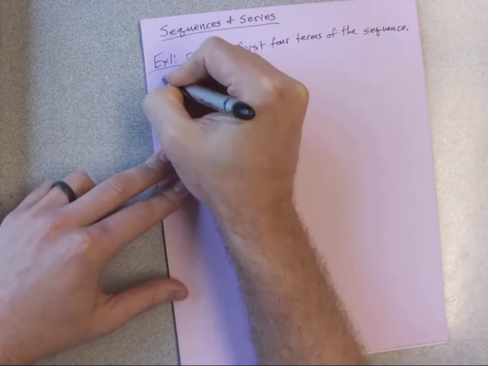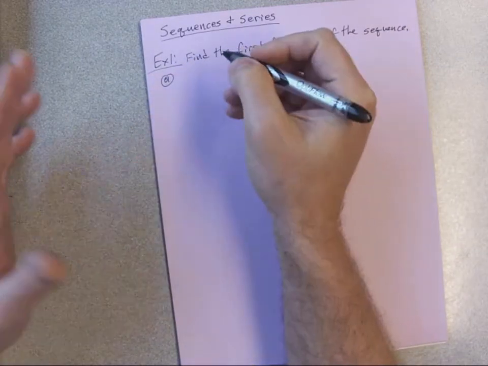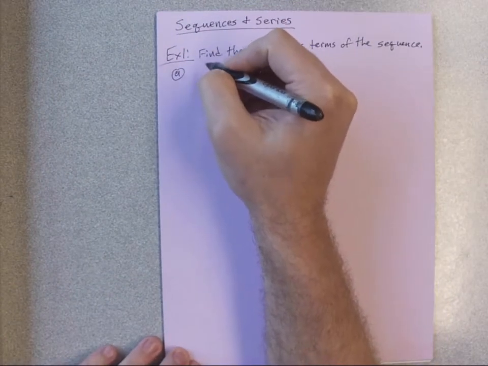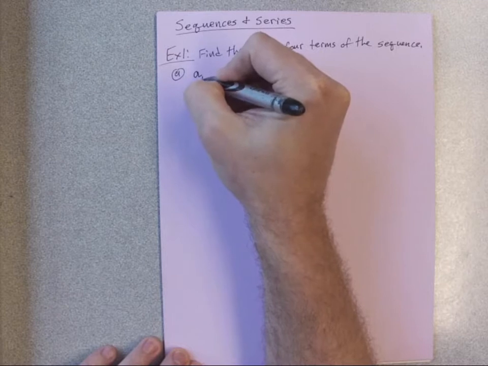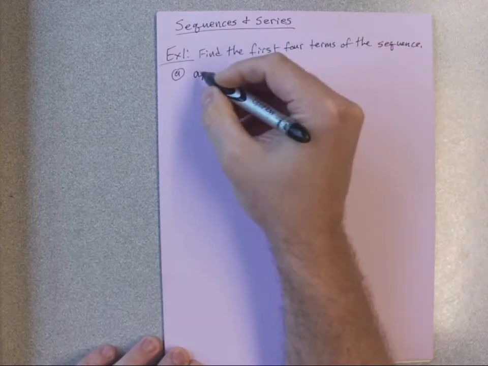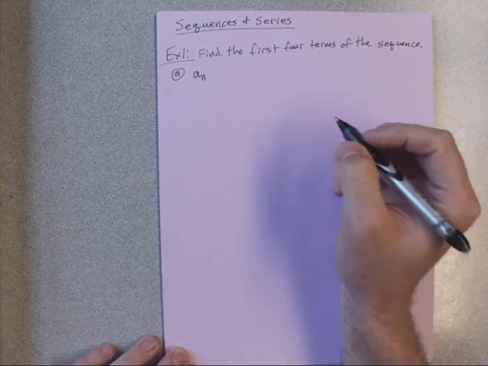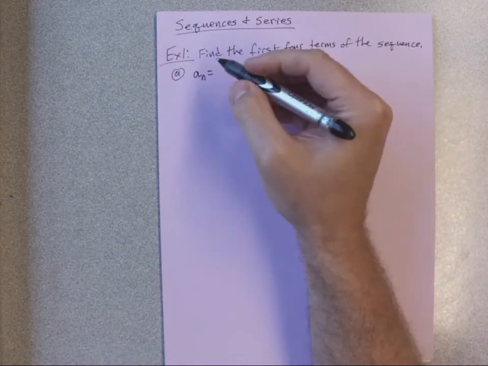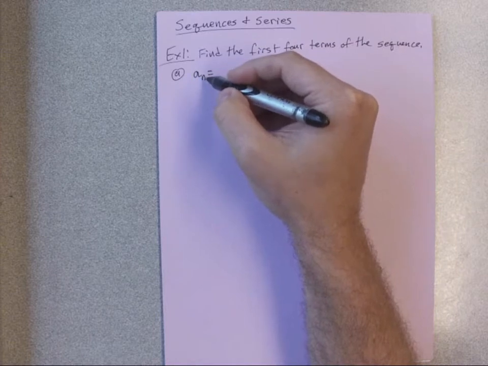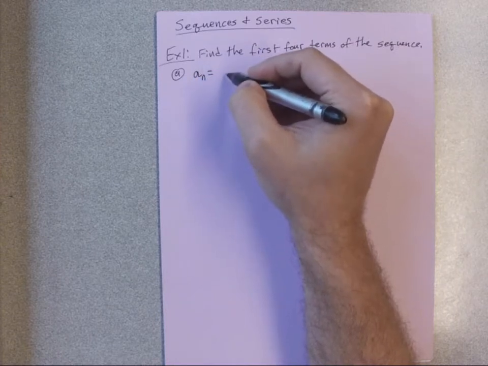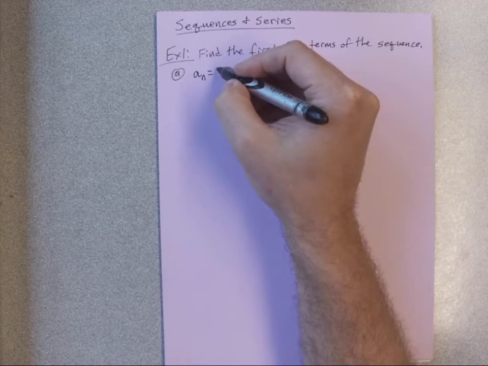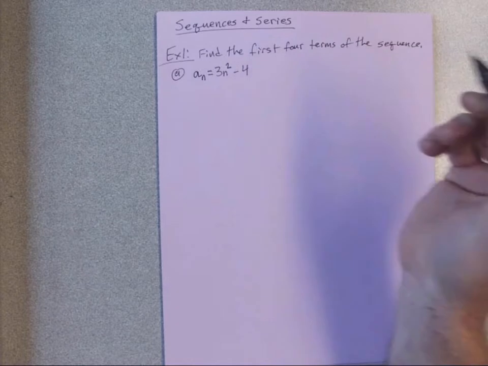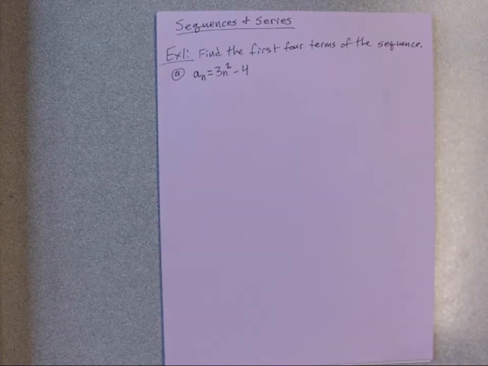Alright, and here's part A. Now this is going to be labeled a little differently than what we're used to seeing. We're used to seeing f of x, but here it's going to be labeled a sub n. So it's a big A with a little n below it, and it's basically the same as f of x. Our function is called A now, and n is the number that we're going to plug into our equation over here. Let's call it 3n squared minus 4. And all I want to do is find the first 4 terms of this.